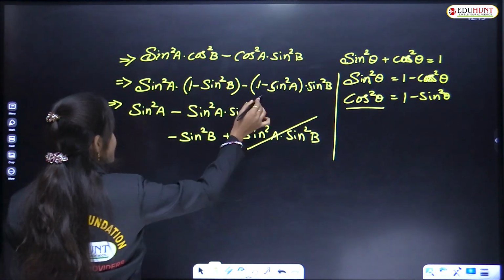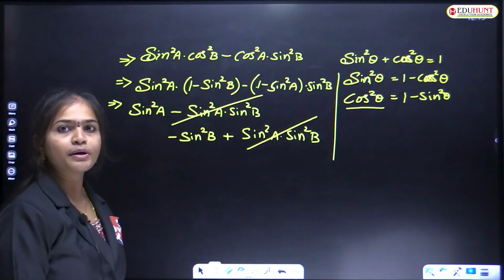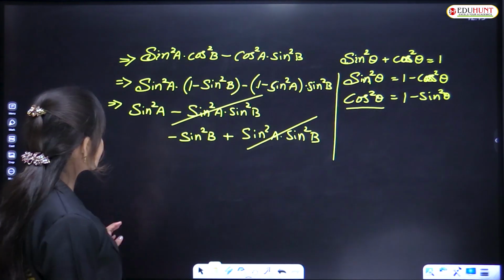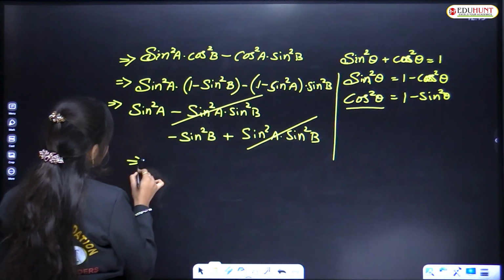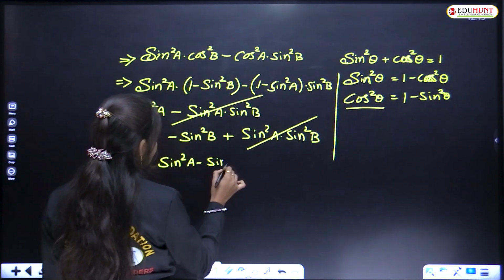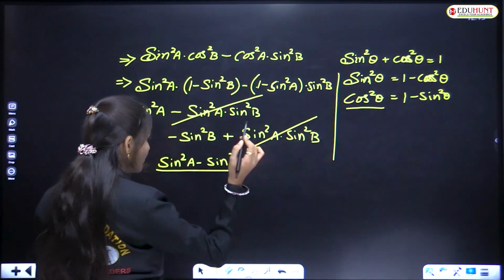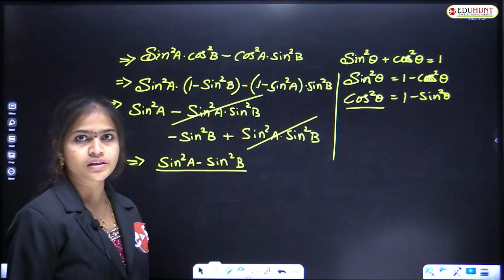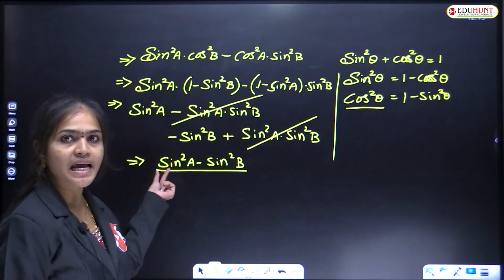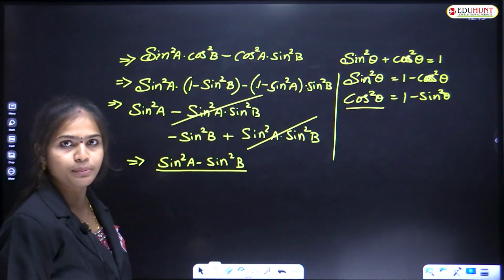Here sin square a sin square b gets cancelled, because the same term has two different signs. So from this, what is the formula here? Sin square a minus sin square b. So the first formula that was given, that one we got. Sin of (a plus b) into sin of (a minus b) is equal to sin square a minus sin square b.